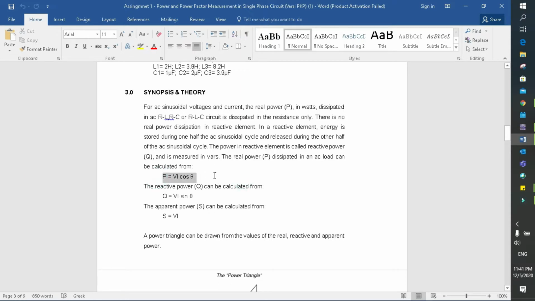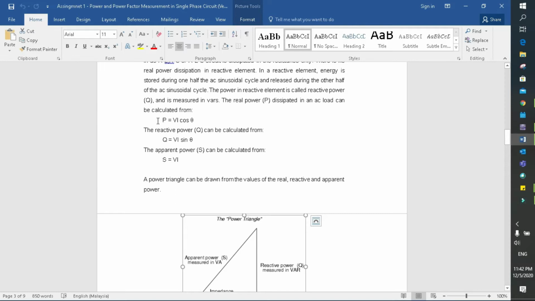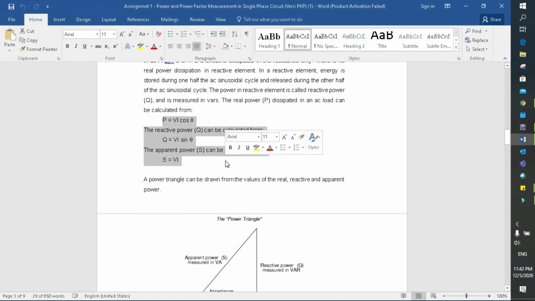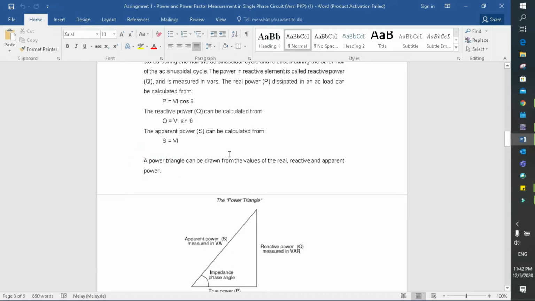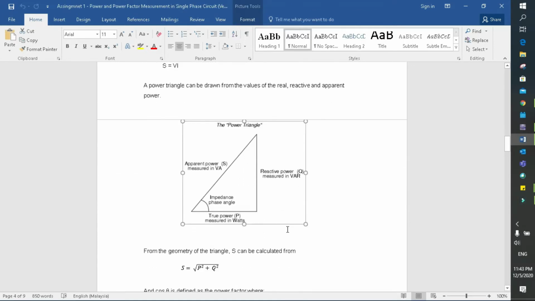This is a very simple formula. It's very important for you to remember it, because in the final, a test, or in the lab, you need to calculate and find the value for either P, Q, or S. When we talk about this formula, it links to the power triangle. A power triangle can be drawn from the values of the real, reactive, and apparent power. When we find the values for S, Q, and P, the power triangle can be drawn. The apparent power S should be here, Q here, and P down here.